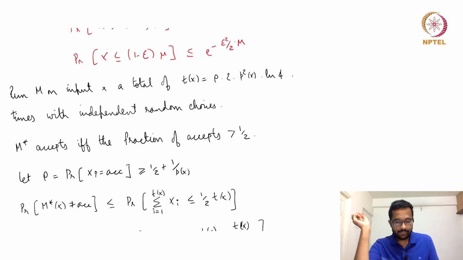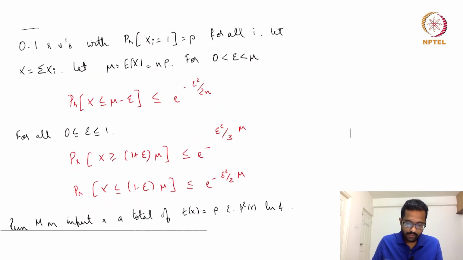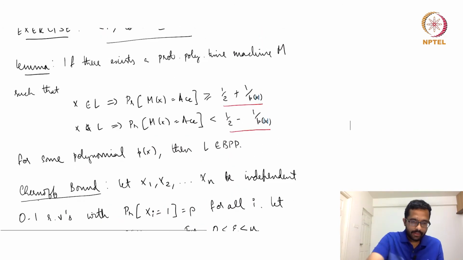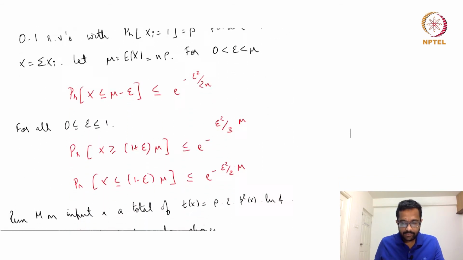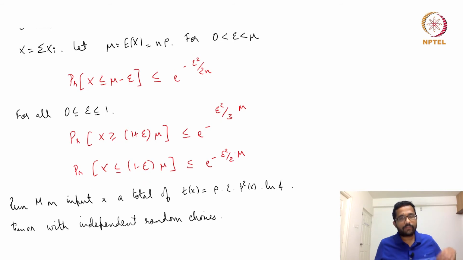And the claim is that if we have even this kind of gap, x is in the language, the probability of acceptance is at least half plus 1 by p(x), and x is not in the language, the probability of acceptance is at most half minus 1 by p(x), then if you repeat it many times, it is likely that the expected number of accepts is significantly higher than the expected number of rejects.